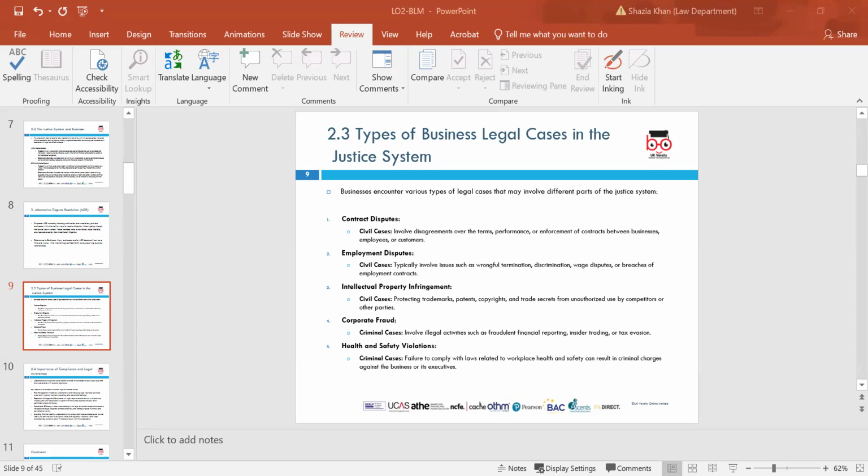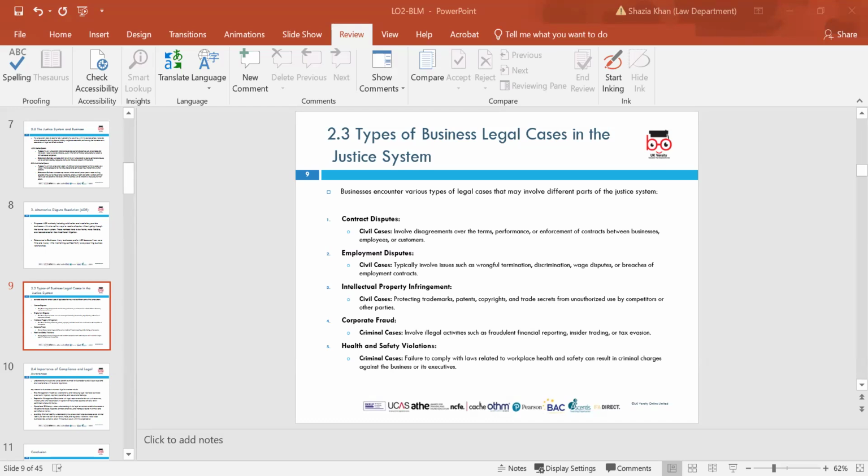You've got employment disputes, which define the rights and responsibilities of employers and employees in the workplace, like wrongful dismissal and wage disputes. You've got intellectual property, which looks at protecting trademarks and patents, and governs creative ideas and products. Corporate fraud focuses on legal aspects of forming, structuring, and operating a business, and that's a criminal case as well. It looks at elements of tax evasion as well. Health and safety violations, and failure to comply can result in criminal charges for businesses.